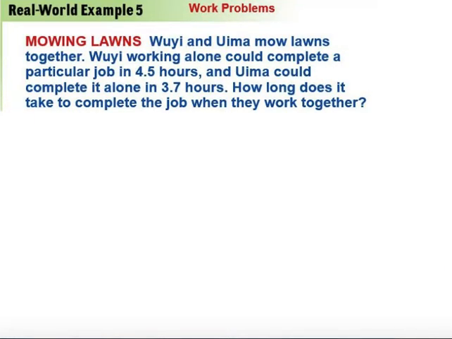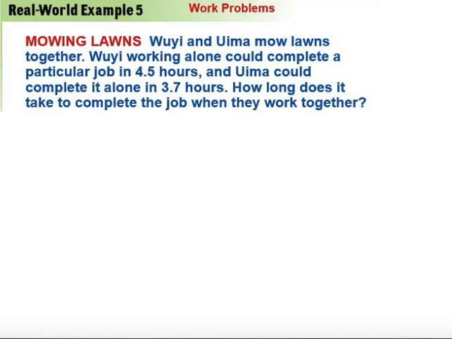All right, so I'm going to move to our last word problem, and this is actually a work problem, and we're looking at two people that have a different work rate. So we're looking at, I'm going to probably mess this up, Wu Yai and Weema. I'm going to just hope that's as close as I can be. They mow lawns together. The first person working alone could complete a particular job in 4.5 hours. So that's only one job in 4.5 hours. Weema could complete it alone in 3.7 hours. So she's a little bit faster.